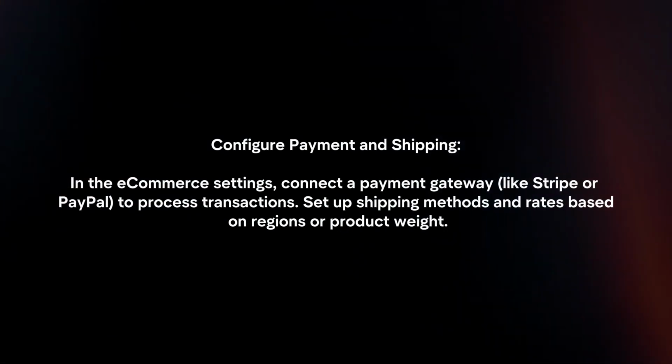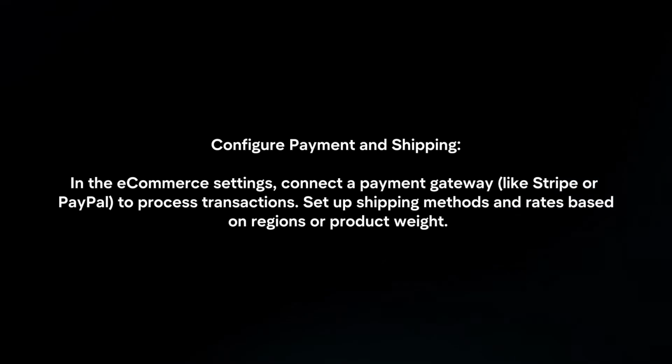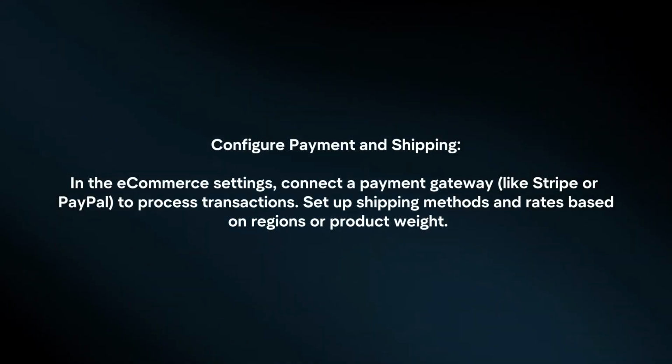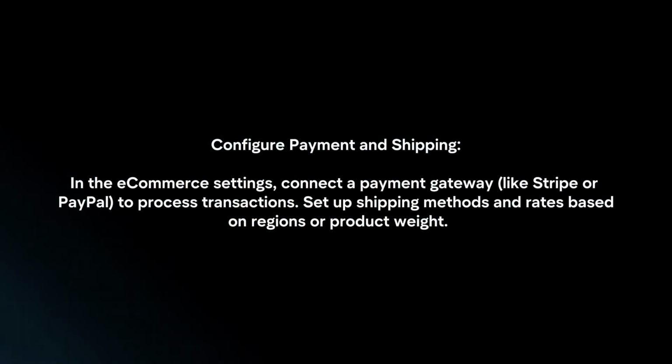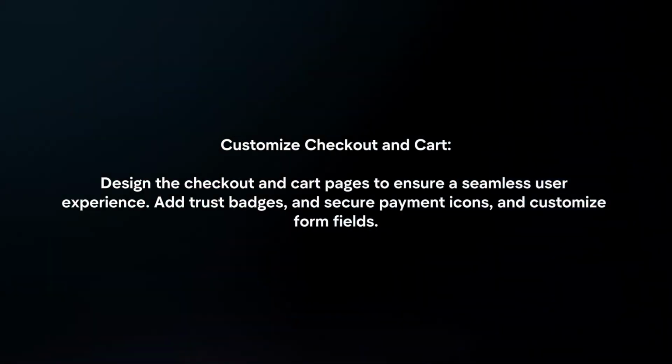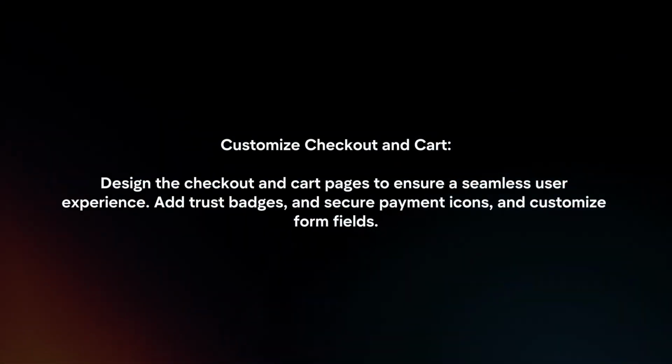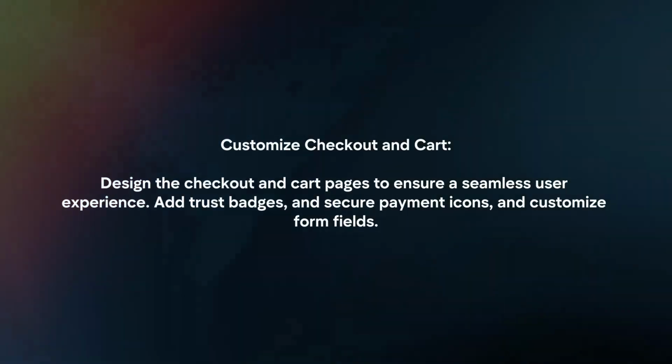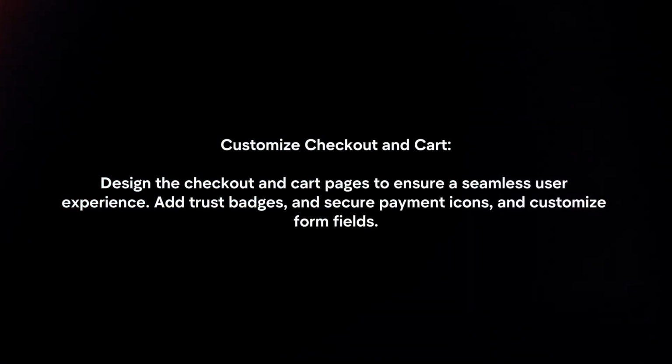Configure payment and shipping. In the e-commerce settings, connect the payment gateway to process transactions. Set up shipping methods and rates based on regions or product weight. Customize checkout and cart. Design the checkout and cart pages to ensure a seamless user experience. Add trust badges and secure payment icons and customize form fields.